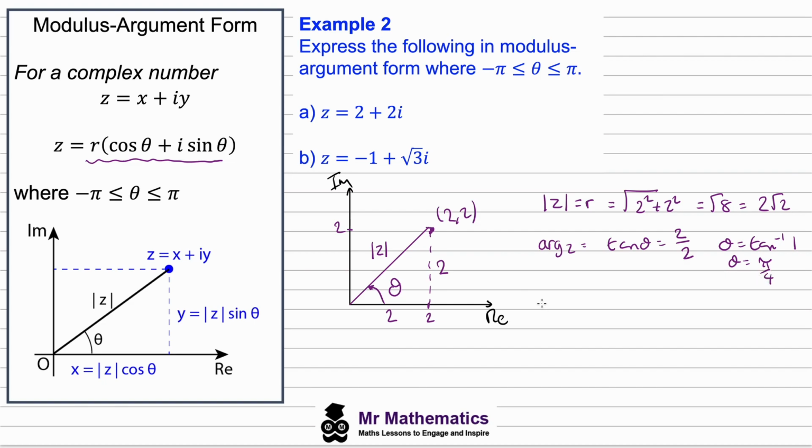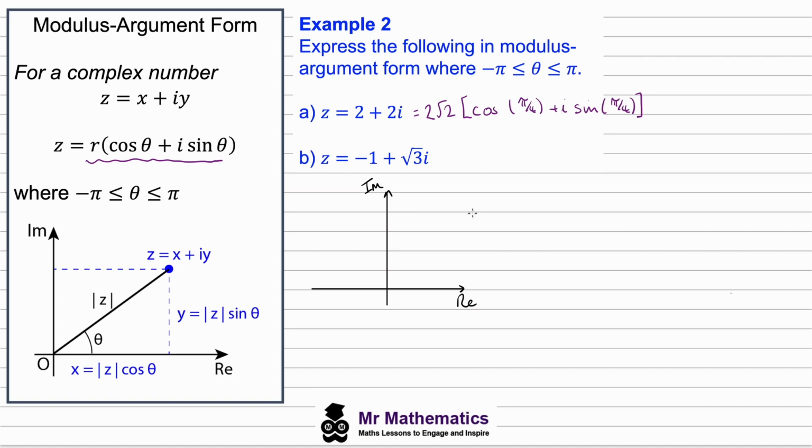So in modulus argument form, z will be the radius, 2 root 2, multiplied by the cos of the angle pi over 4, plus i sine of that same angle, of the argument pi over 4. Okay, so this is the modulus argument form of this complex number. So perhaps you want to try and work out the modulus argument form of a complex number in question B. You can pause the video, and when you come back, we'll go through the worked solution.